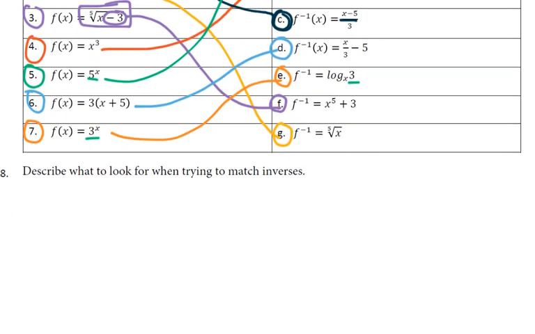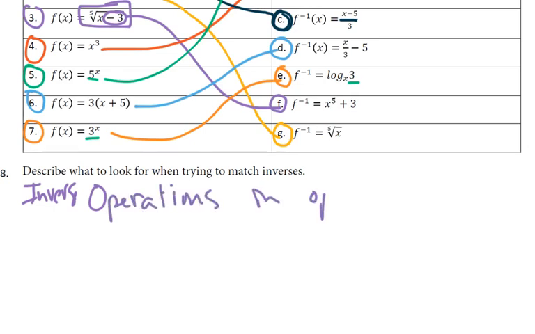So what are we looking for when we try to find inverses? Probably something where you've got the inverse operations happening, okay, in opposite order. I probably spelled opposite wrong. I think it only has one T, doesn't it? Okay, so those are the main things that you're looking for.